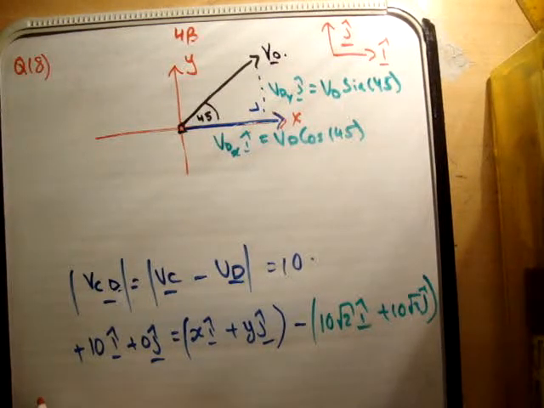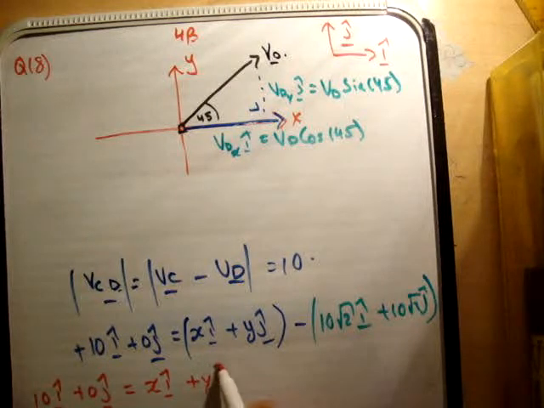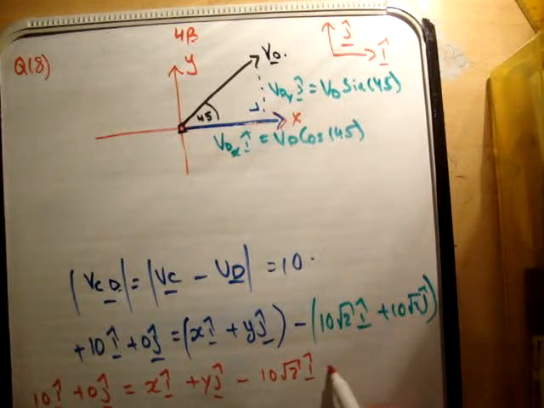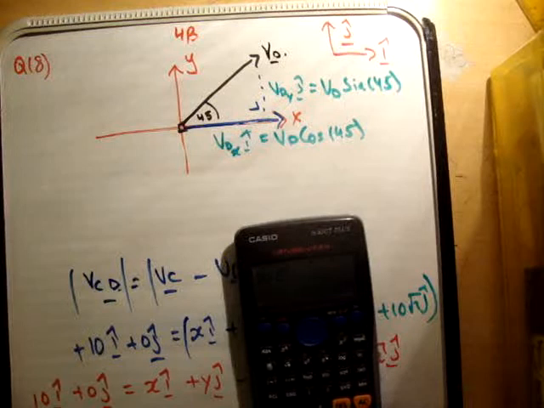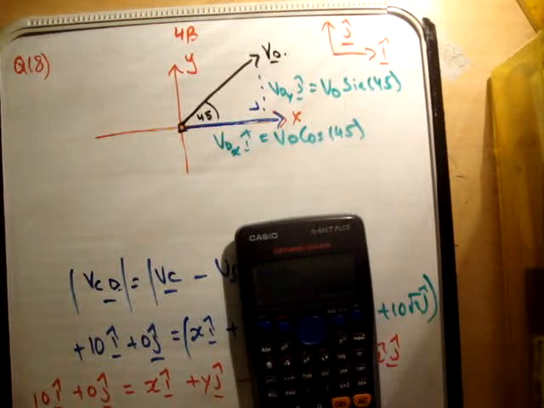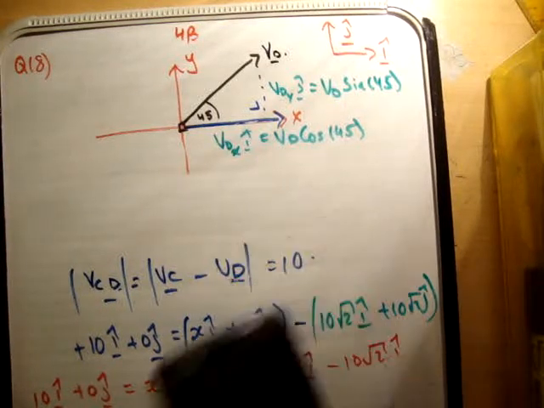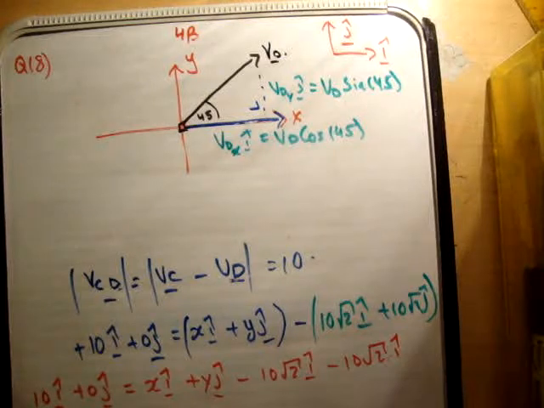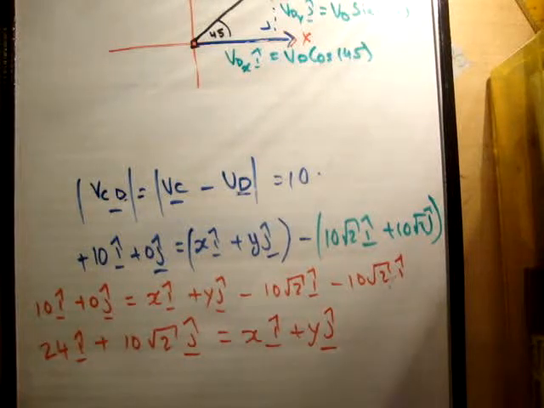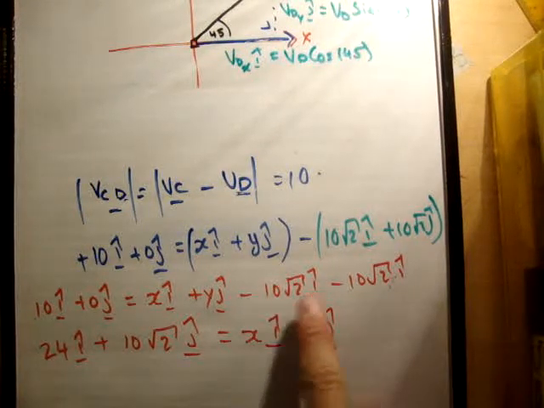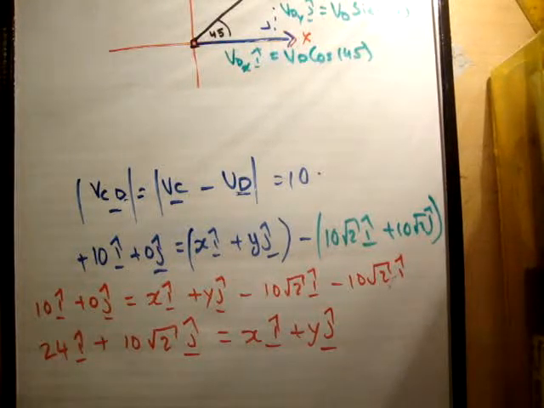Alright, so let's just rearrange this. So we get 10 i hat plus 0 j hat is equal to x i hat plus y j hat, negative 10 root 2 i hat, negative 10 root 2 j hat. So this is going to be 20, or no, I can't add the 10s like that. So 10 plus 10 root 2, so it's going to be, we'll say 24 i hat plus 10 root 2 j hat is equal to x i hat plus y j hat. Oh, sorry, you couldn't see that. Okay, I'll just leave that there for a moment. So all I did basically was just put the negative sign here, bring them across and add them to the two numbers over there.